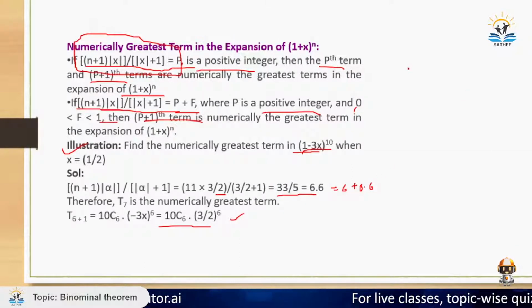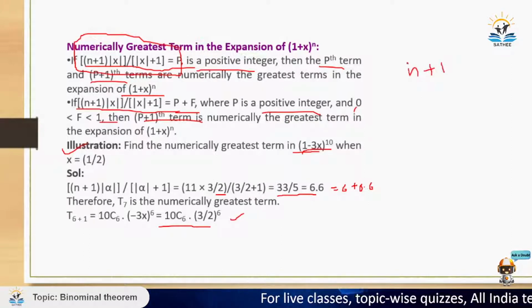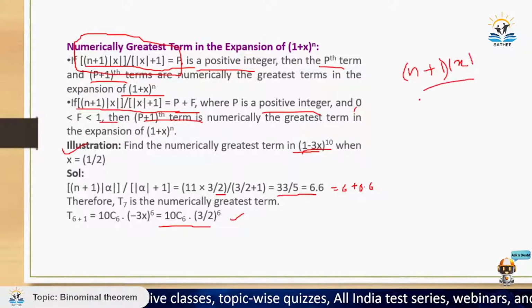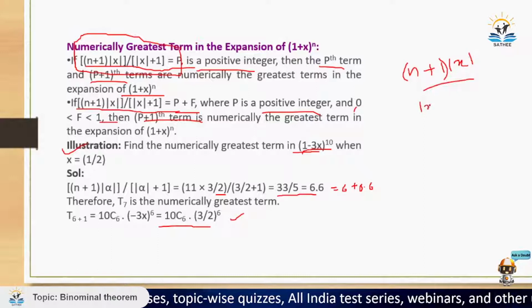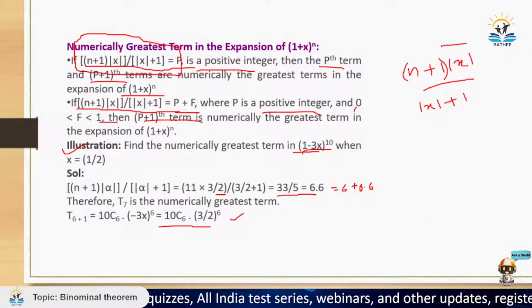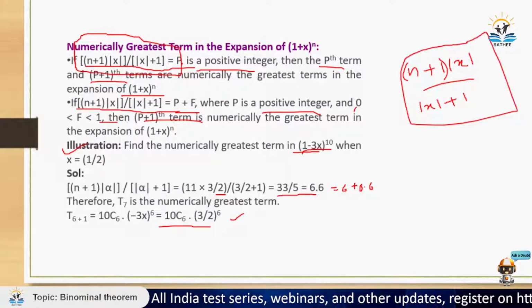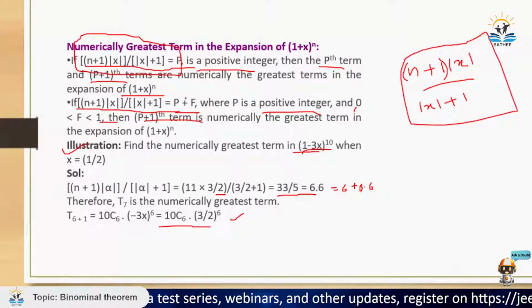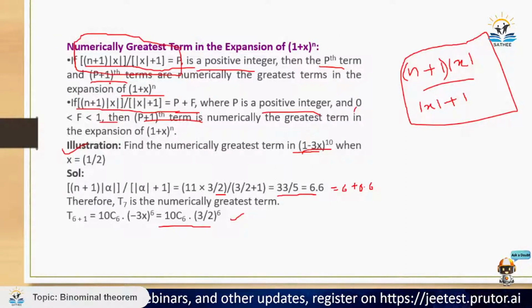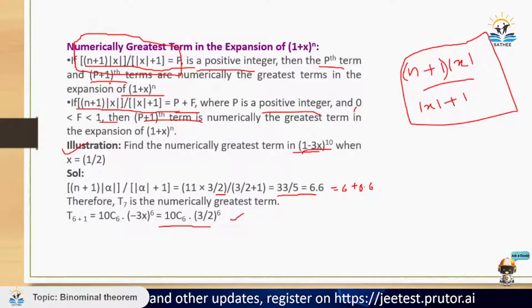So please remember this expression, n plus 1 multiplied by mod x divided by mod x plus 1. This term would be your numerically greatest term. This term would be equal to either p or p plus f. If it is equal to p, then p and p plus 1 term would be numerically greatest. And if it is equal to p plus f, then p plus 1 term would be the numerically greatest term. Cool.